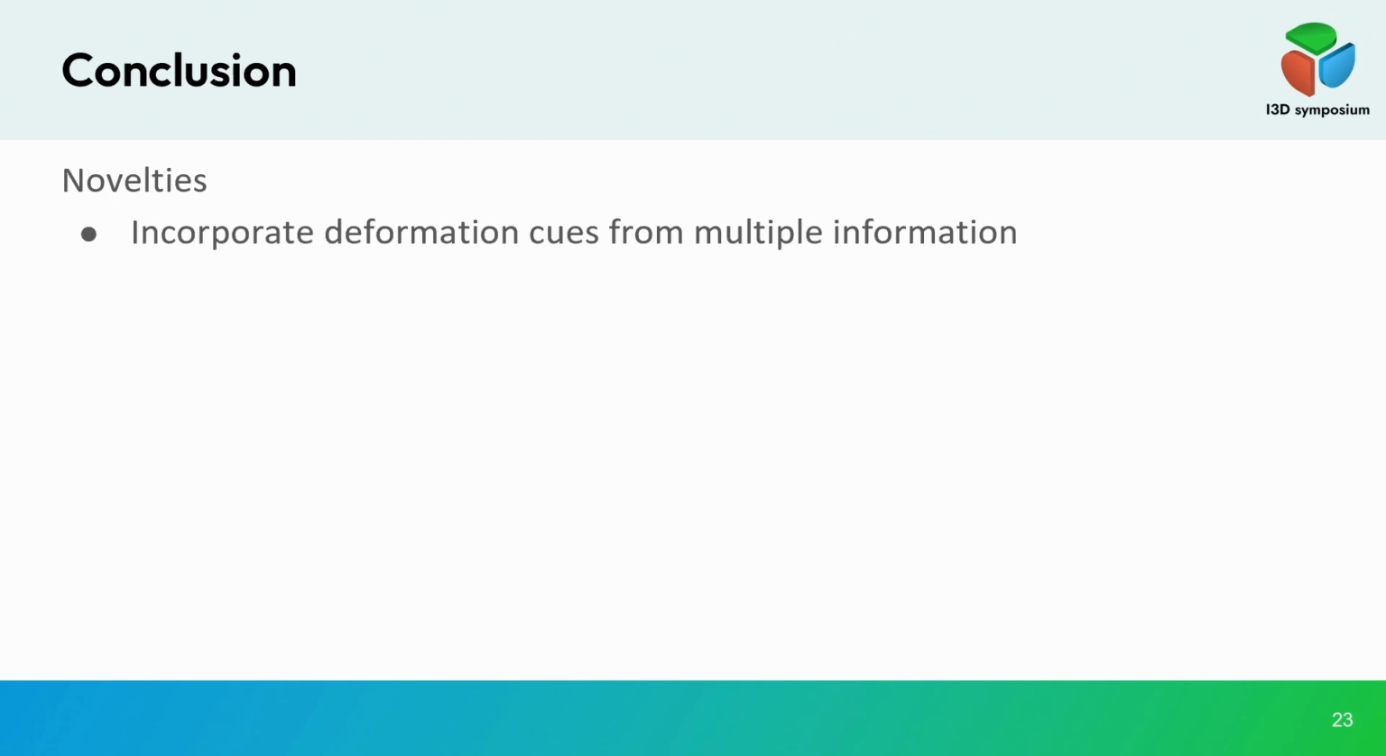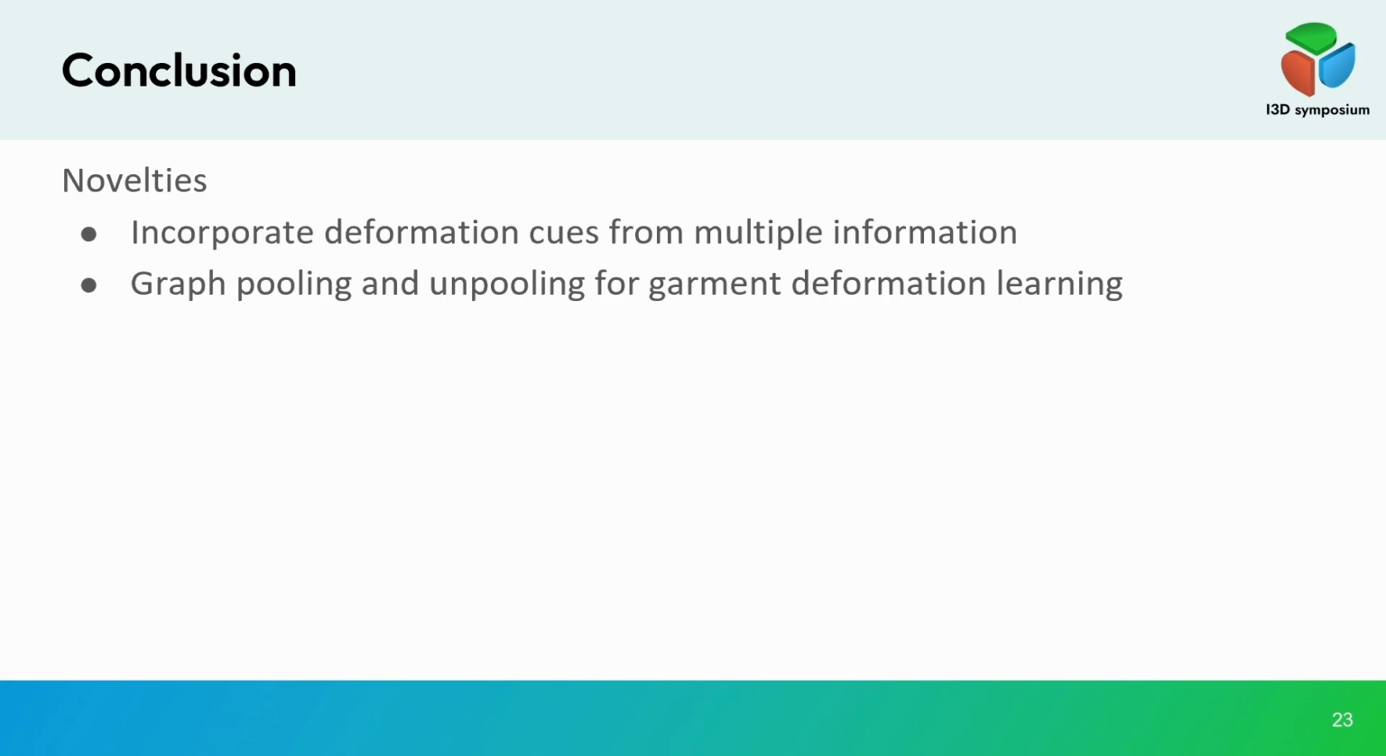To conclude our work, we first propose a comprehensive representation of the garment that efficiently includes deformation cues from various information sources. We then present pooling and unpooling strategies designed to preserve the graph structure and create a multi-level processing module to ensure effective feature transition. Lastly, we enhance the interpretability of our approach with attribution analysis.